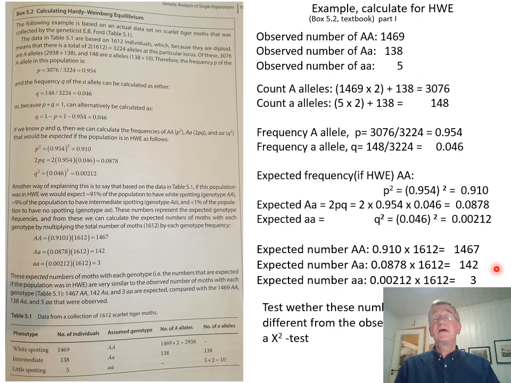So we have to test whether they are actually significantly different, or whether these small differences are just due to chance. We can test that with a chi-square test. I'm not sure if you are familiar with the chi-square test from statistical courses, so I will show it very quickly.